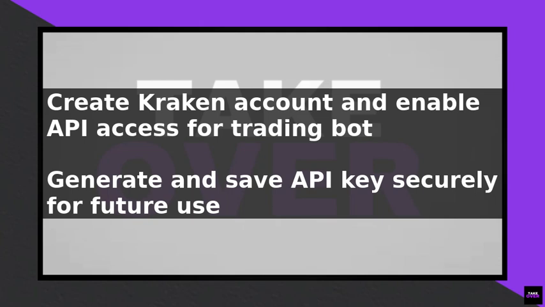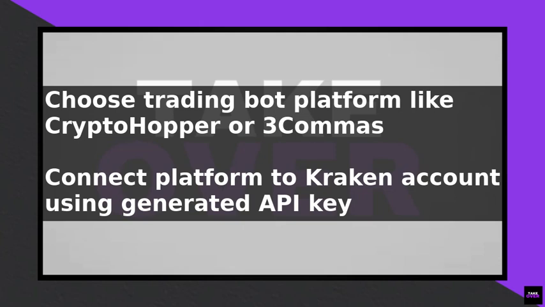Next, you need to choose a trading bot platform that supports Kraken, such as Crypto Hopper or 3 Commas. Create an account on the platform and connect it to your Kraken account using the API key you generated earlier. This will allow the bot to access your Kraken account and start trading.